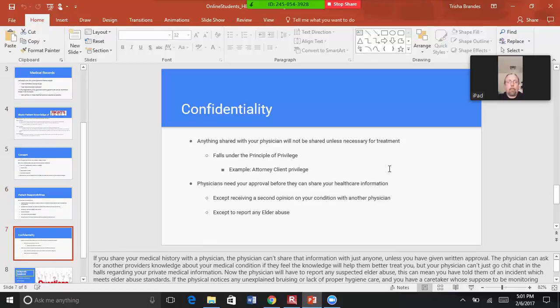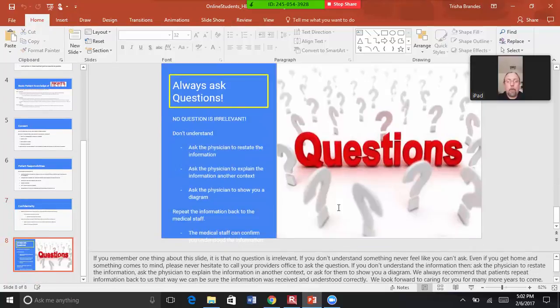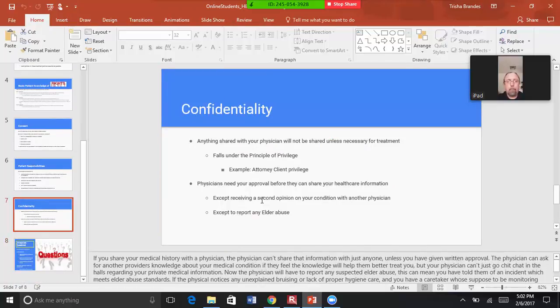Last but not least, the confidentiality that a physician must uphold. Anything shared with your physician will not be shared unless necessary for treatment. This falls under the principle of privilege. An example could be attorney-client privilege or spousal privilege. Anything you tell your provider will not be shared outside of the exam room or the operating room. Physicians need your approval before they can share healthcare information, except if they're consulting with another physician on your condition, or if they observe any elder abuse or suspect any abuse to an elderly person.